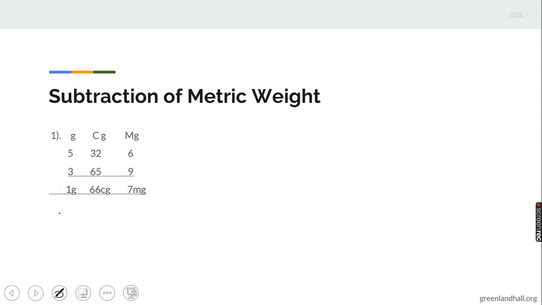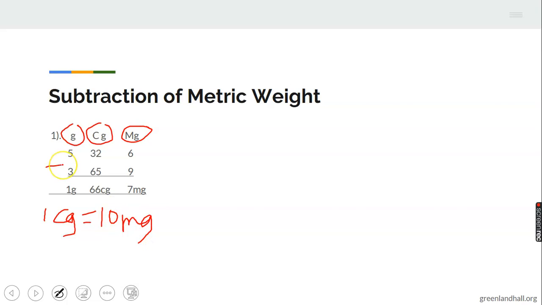Now we come to subtraction. Subtraction of metric weight. We have milligram here. We have centigram, and then we have gram. You know that we said 10 milligram is 1 centigram. Okay, so that means 1 centigram is 10 milligram. 1 centigram is 10 milligram.